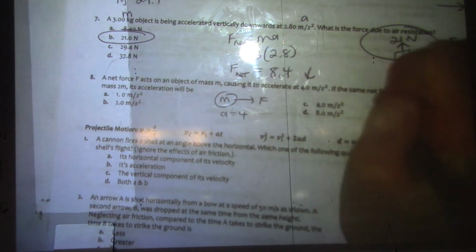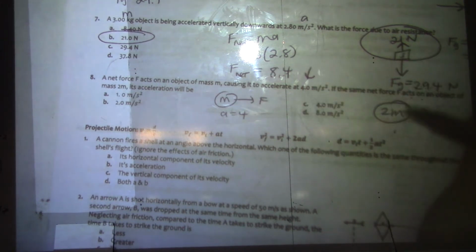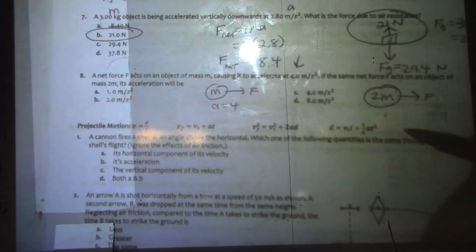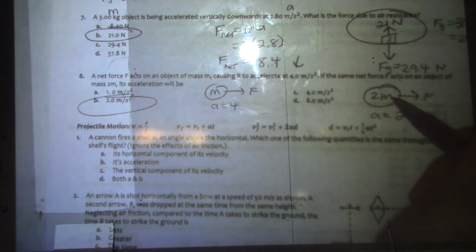All right, we've got a mass and a force, and it has an acceleration of 4. Now if I have twice the mass with the same force, I have less acceleration, right? A heavier object would have less acceleration, so that would be an acceleration of 2, right? A factor of 2 less. Twice the mass is going to be half the acceleration.